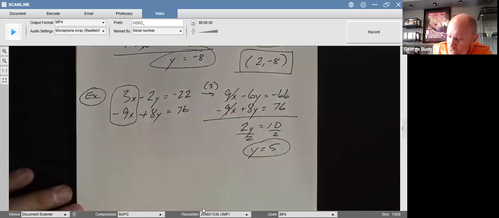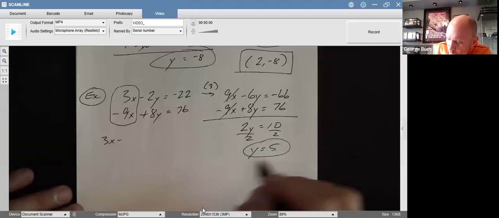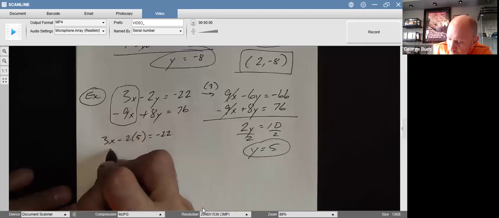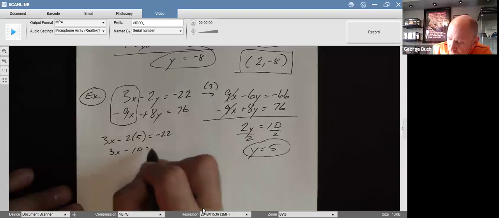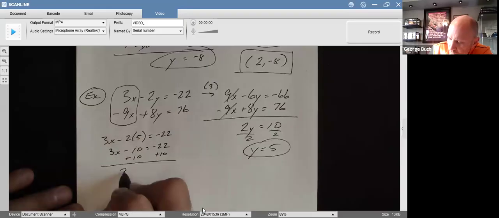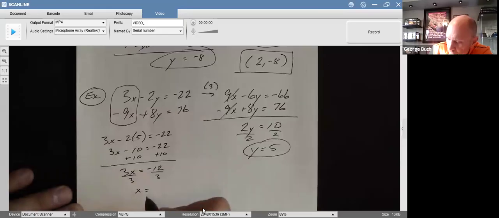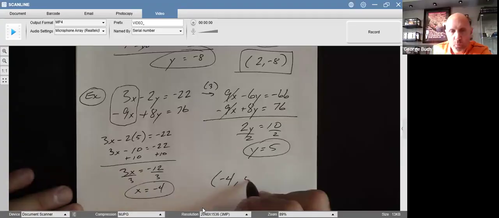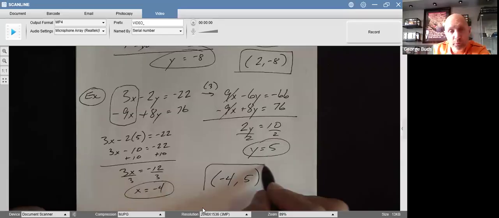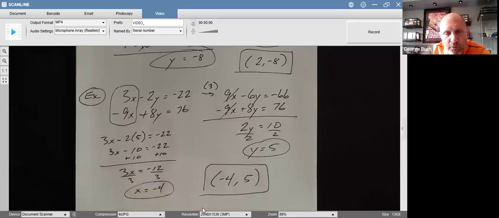Plug it back into either equation. So again, if I just use the first one, 3x minus 2 times y, which is 5, is negative 22. So 3x minus 10 is negative 22. Add 10 to both sides. 3x equals negative 12. So divide by 3. x is equal to negative 4. So your answer then is x is -4, y is 5. And it'll usually say to enter your answer as an ordered pair or an ordered triple. If we have 3 variables, that's what it means.